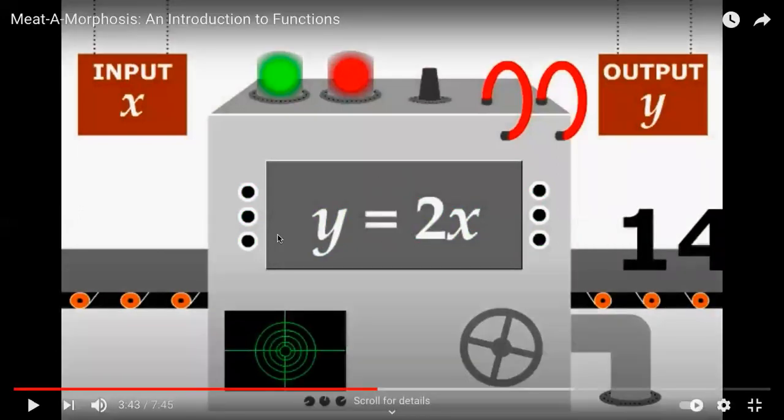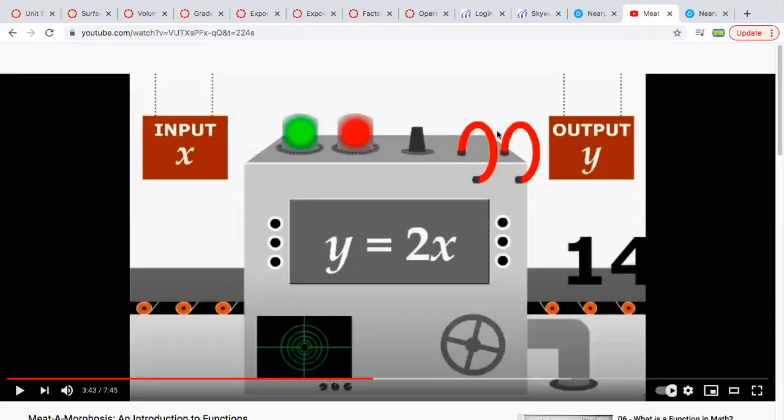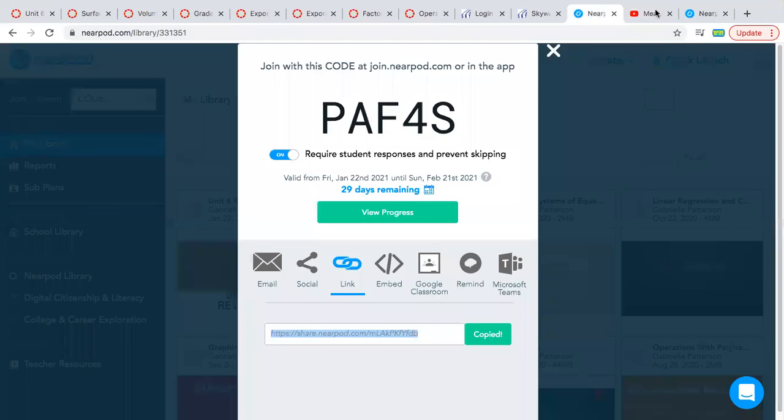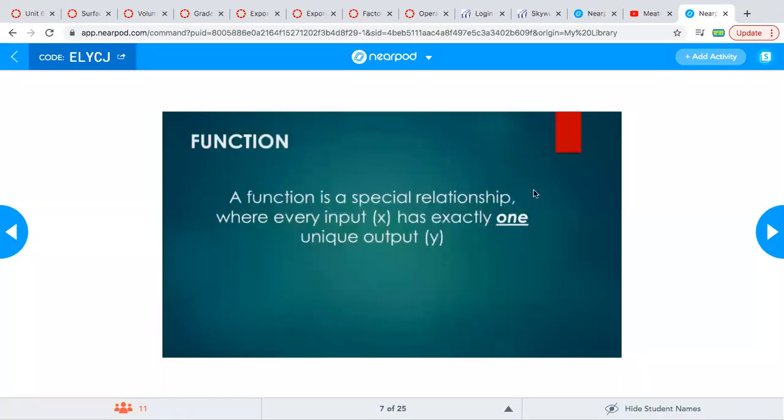Not going to watch the whole thing. But what that should have shown you is every input only has one output. I do have some people every year who that video does disturb a little bit, so again, my apologies. Unfortunate. I don't know if that would make you think differently about eating meat, but there you go.